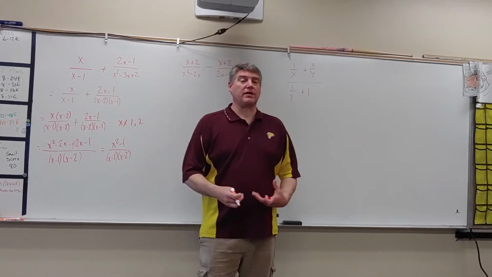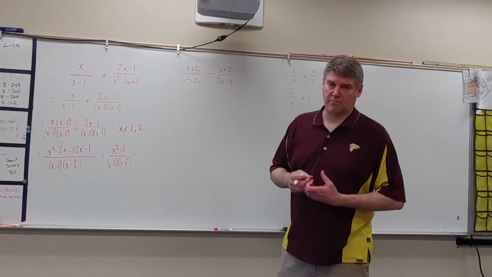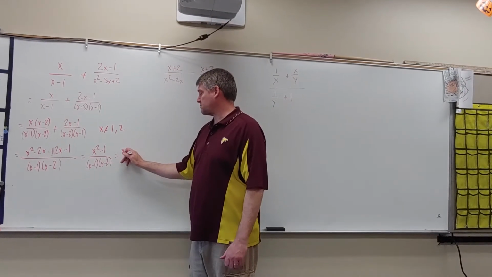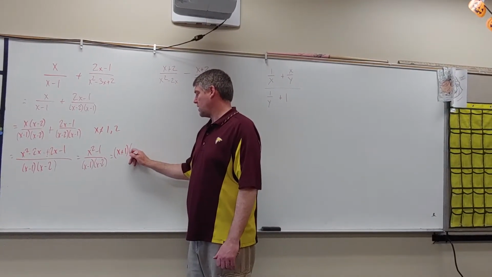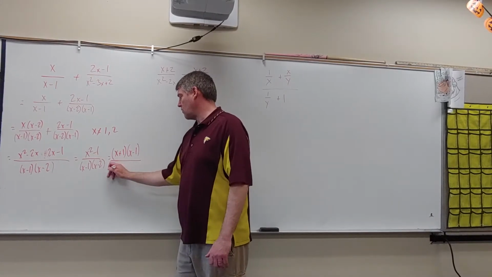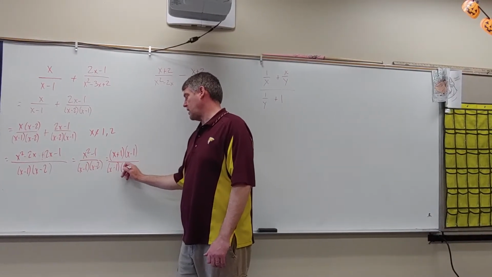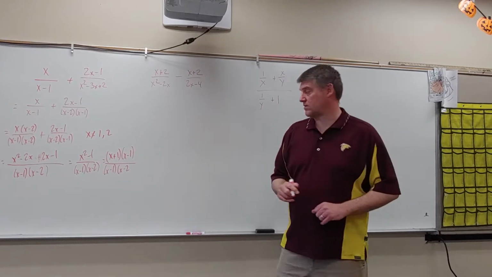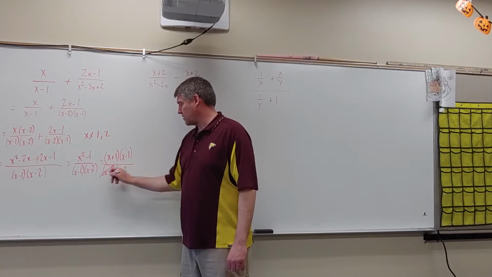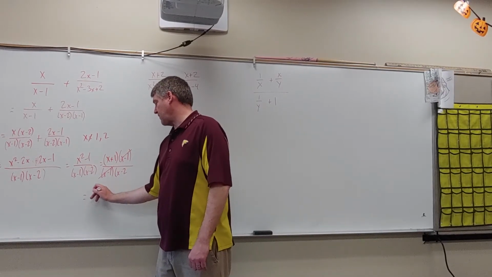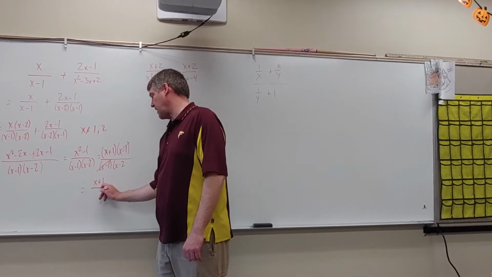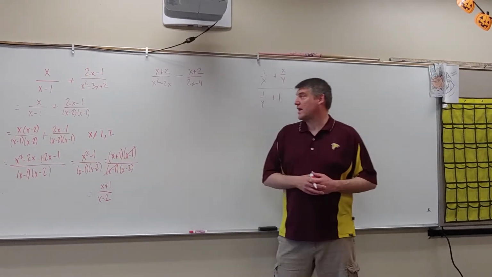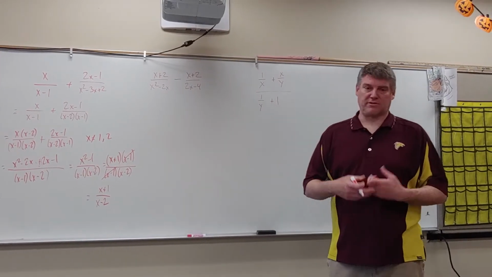Now I'm not done, because I need to factor that top part if it's factorable. In this case it is, so I have x plus 1, x minus 1, over x minus 1 and x minus 2. If there's anything in common, I want to factor those out or cancel them out. Here, these cancel out. So my final answer is x plus 1 over x minus 2. Okay, so that's adding. We're going to do the exact same thing with subtraction.